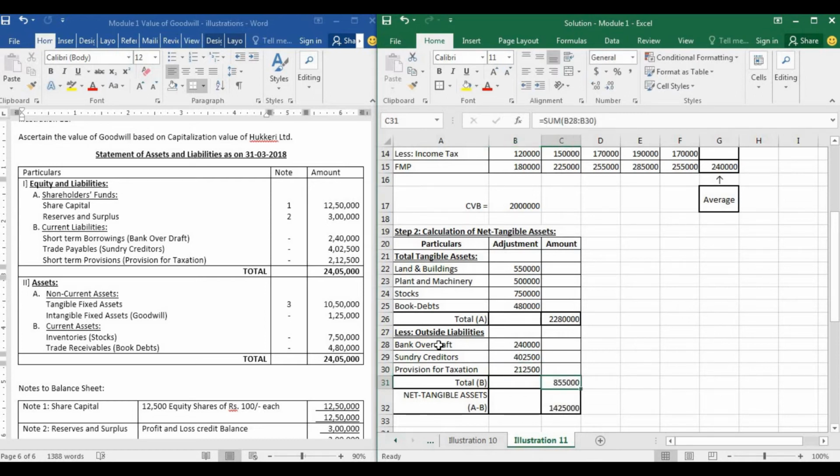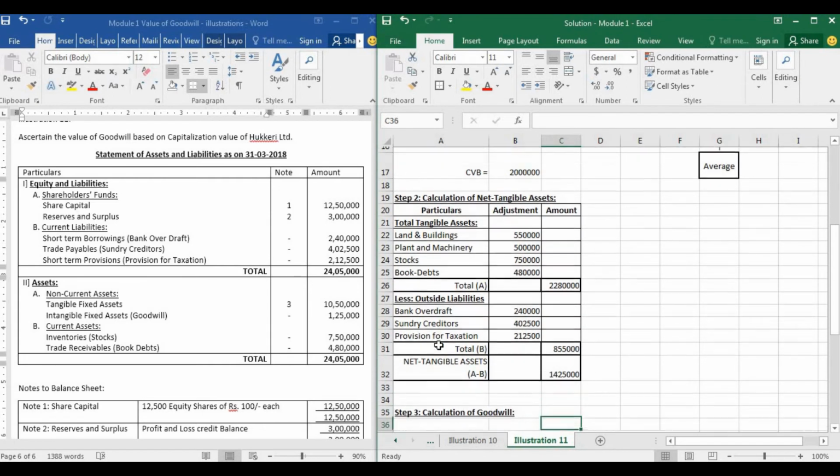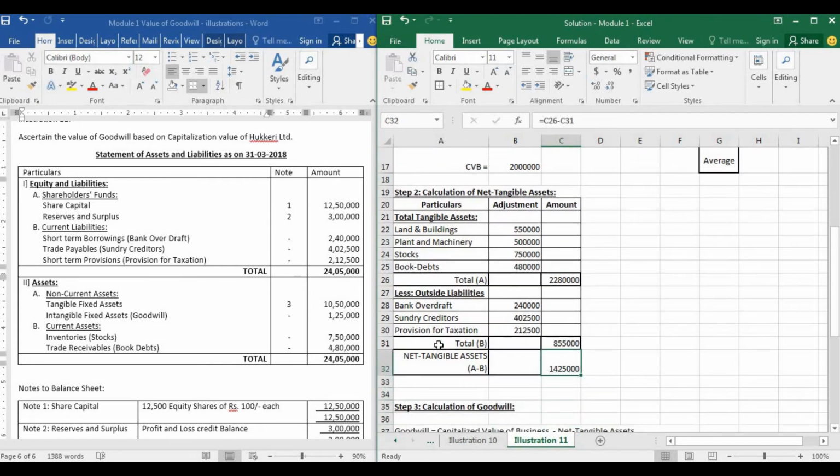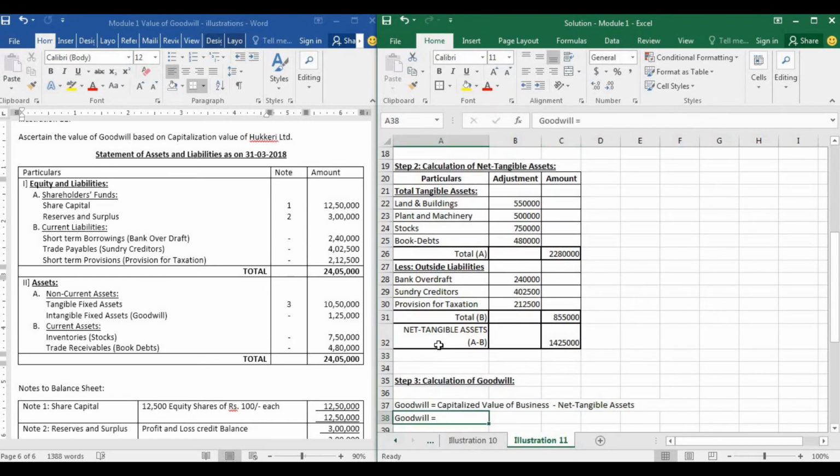The total of outside liabilities is 8,55,000. Now we will subtract the total of outside liabilities from the total tangible assets. We get 14,25,000, guys. Okay. So this becomes our net tangible assets.